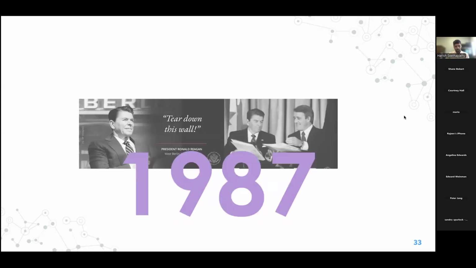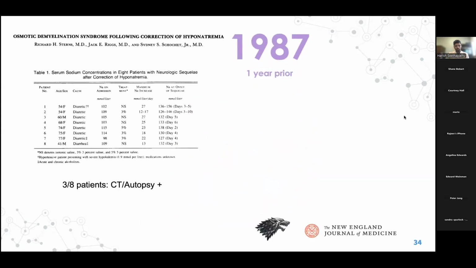Similarly, before Rick Stearns' 1987 paper came out, a year earlier, the seeds were already sown because now they named CPM as osmotic demyelination syndrome, and an important paper was published in the NEJM where they looked at patients with severe hyponatremia who had neurological sequelae. So when they said neurological sequelae, it wasn't just radiological or autopsy findings of CPM, which was only present in these 3 out of 8 patients; it could be any neurological sequelae. They could be in a coma, they could have weakness of the legs or arms, and so on and so forth.